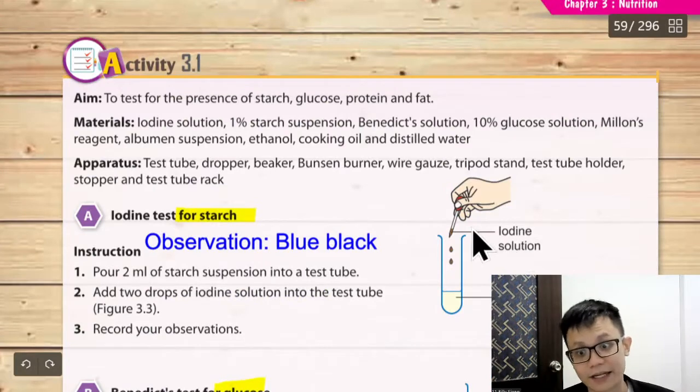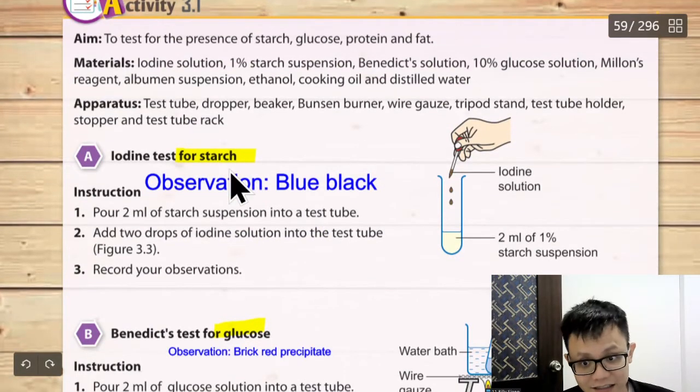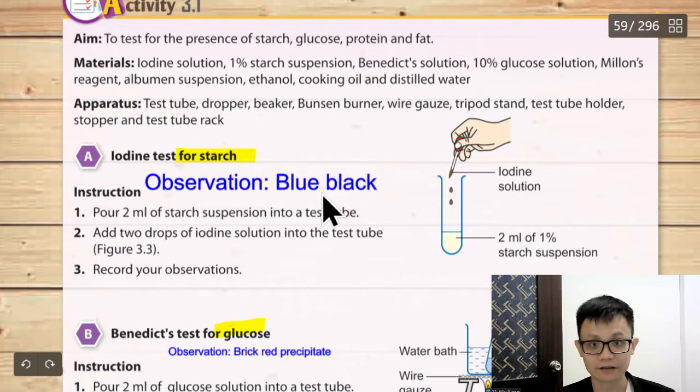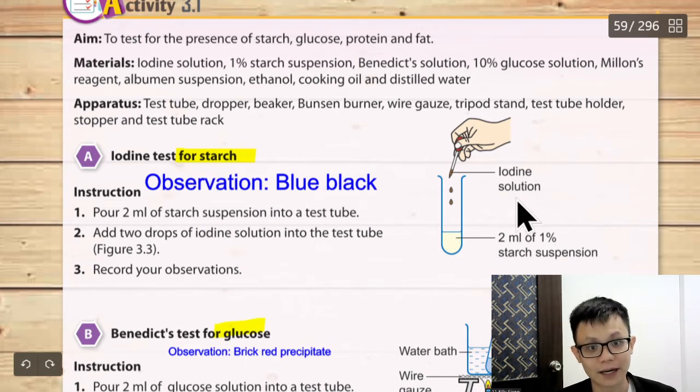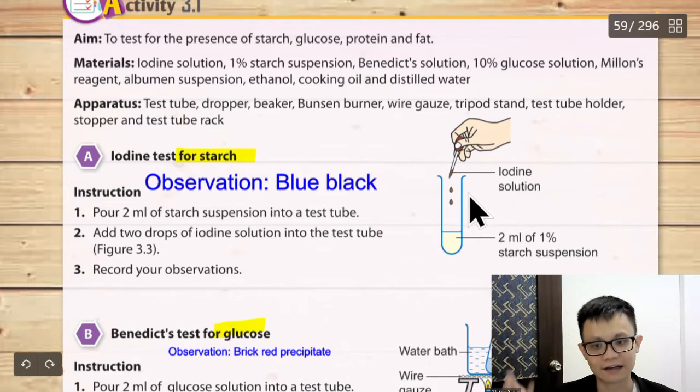Let's flashback a bit. To test starch, we need to use iodine. You put in iodine and then you will get blue black. Where can you buy the iodine? Actually iodine is ubat kuning. So you can buy it at Watson, Guardian, and the pharmacy.